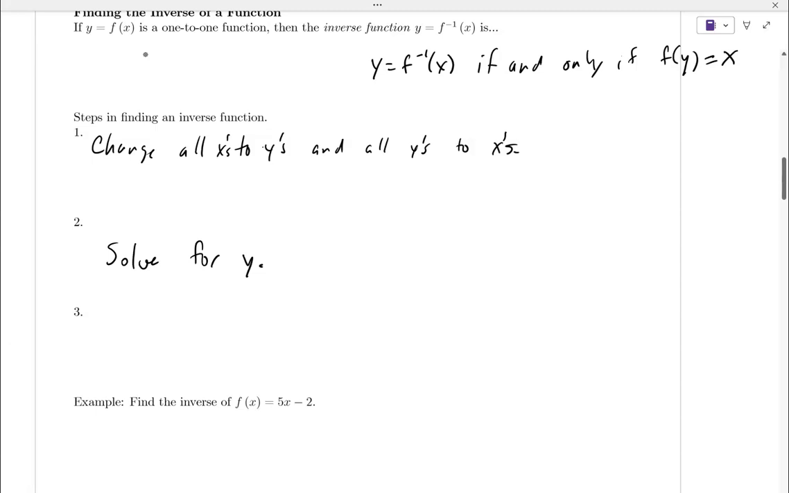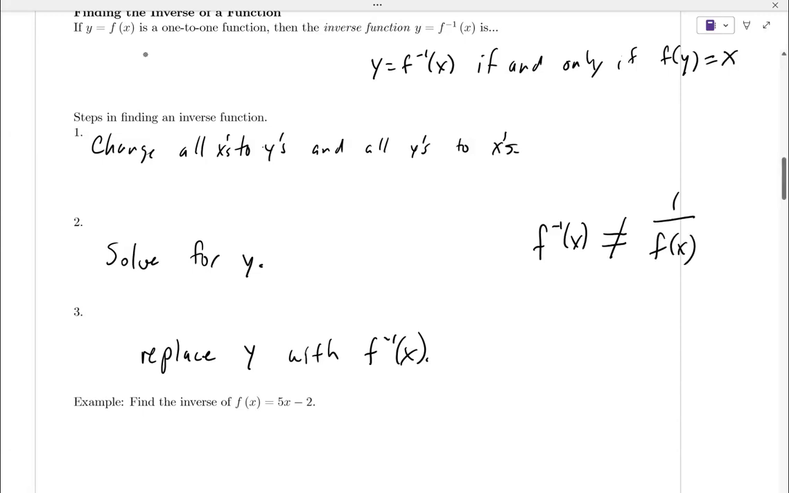That's step 2. And then step 3 is we'll replace y with the notation f inverse of x. Now, be careful with this notation. This is very, very important. This notation does not mean flip f upside down. Okay? This is not a negative 1 exponent.